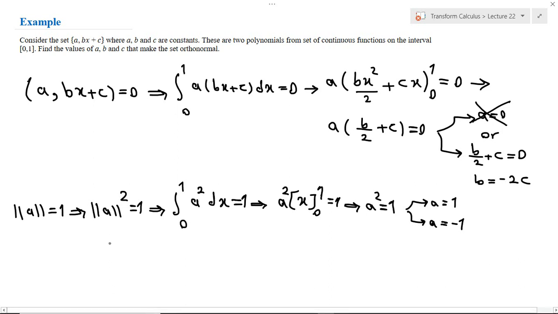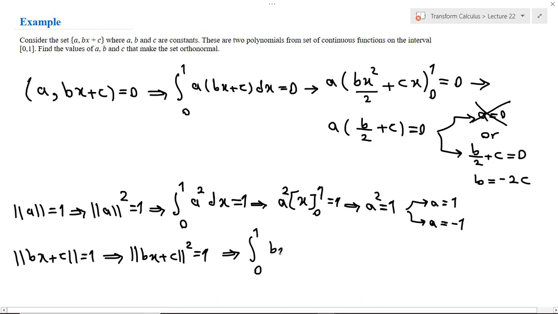Now we have to find the norm of the second function. So I find the norm of bx plus c, and it should be equal to 1. As a result, I can square. So I can say that norm of bx plus c, squared, should be equal to 1. I square both sides of the equation. So it means that the integral from 0 to 1, bx plus c times bx plus c, so it's bx plus c squared dx, is equal to 1. Now I find bx plus c squared.